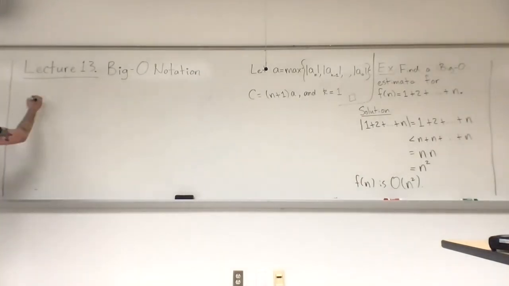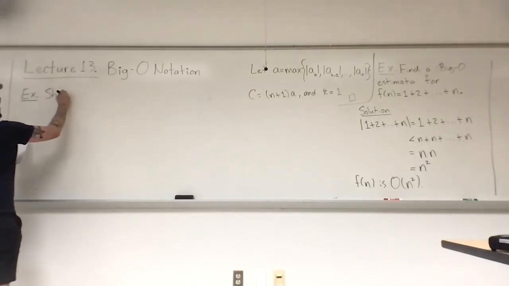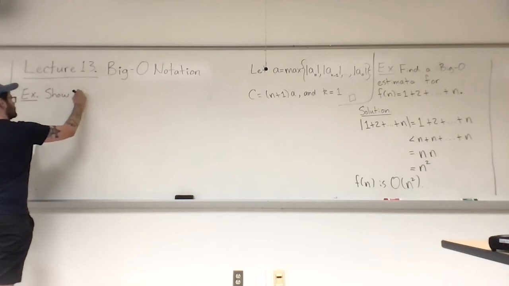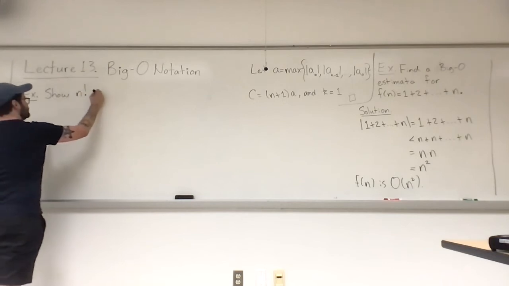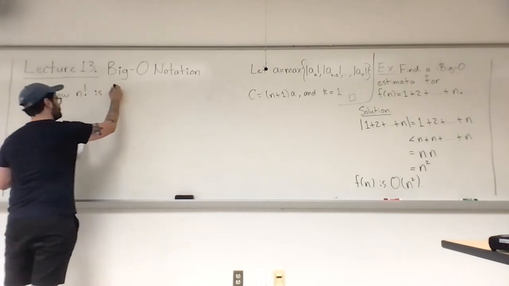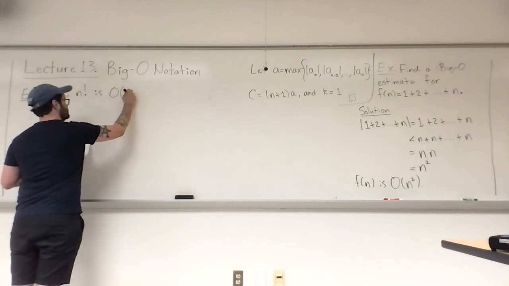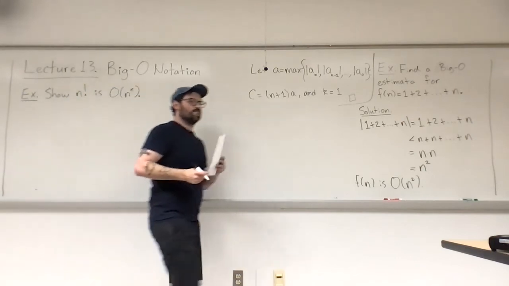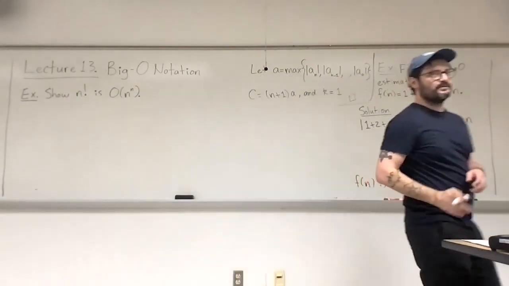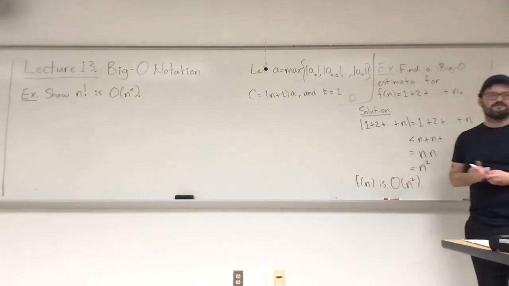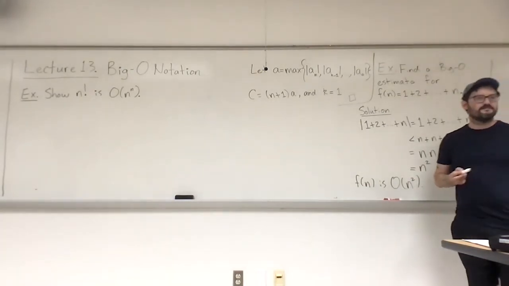Okay. Let's look at another example. Show that n factorial is big O of n to the power n. Now, if you ever have an algorithm where the number of simple operations is any type of factorial, it's probably a horrible algorithm.